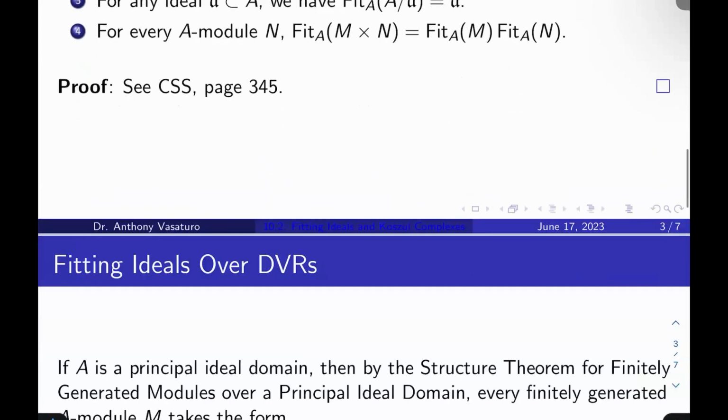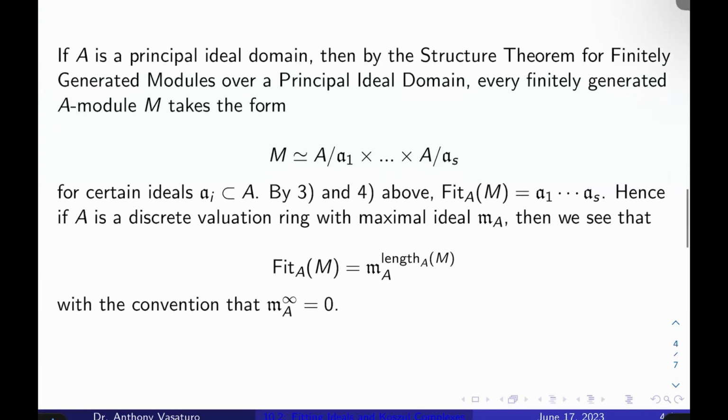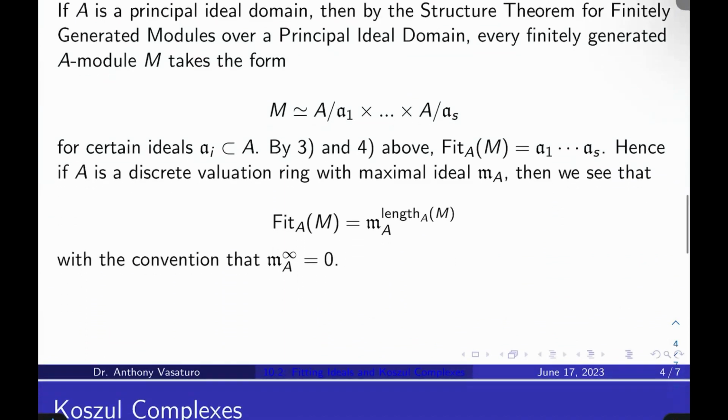All right, so let's specialize a little bit here. If A is a principal ideal domain, so a PID, then by the structure theorem for finitely generated modules over a PID, every finitely generated A module M takes the form M is isomorphic as modules to A mod 𝔞_1, cross A mod 𝔞_2, cross and so on, cross A mod 𝔞_s for certain ideals 𝔞_i in A.